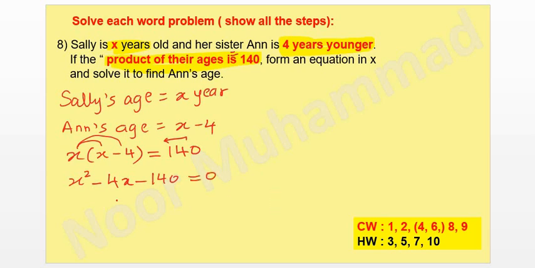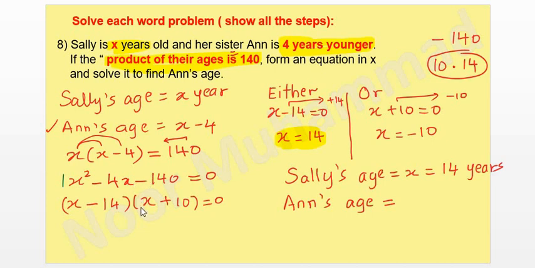Now better pause the video here, factorize it, and then I will explain the last step, how to get the ages, because they said solve it and find Anne's age. We want this girl's age, not Sally's age. We want to find Anne's age. So better pause the video, solve this equation. So we got the factors. It says x minus 14 and x plus 10 equals 0.